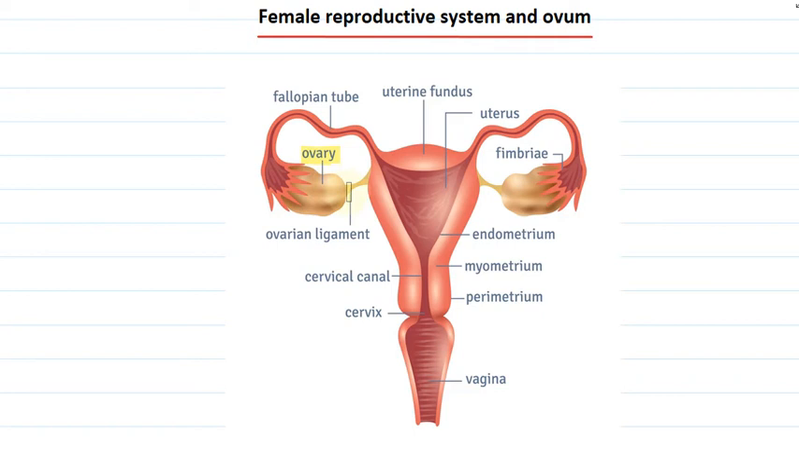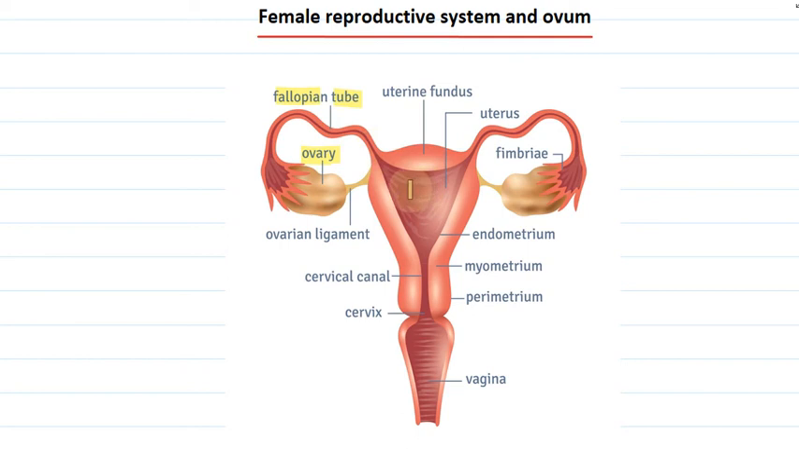Then let's see what the fallopian tube is. This is the fallopian tube. It is also known as the oviduct. It is the tube-like structure that is present between the ovaries and the uterus. This is the uterus and this is the ovary, so this tube-like structure is called the fallopian tube or the oviduct. The ovum released from the ovary reaches the uterus through this fallopian tube. It carries the mature egg released by the ovaries to the uterus.